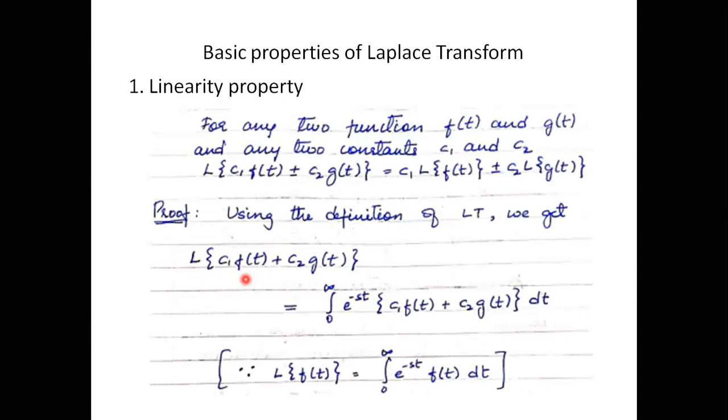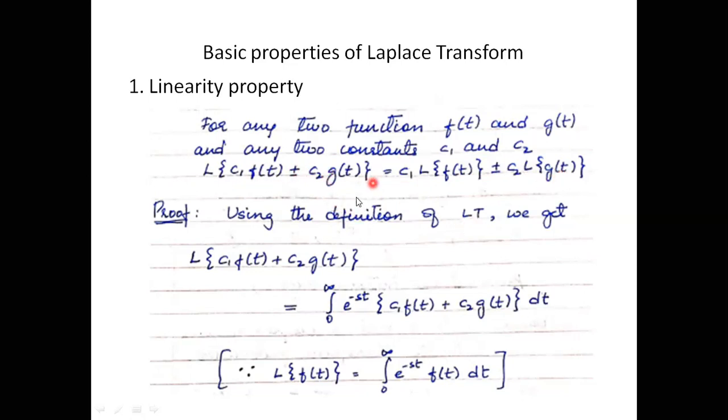Let's move on to basic properties of Laplace transform. First one is the linearity property. For any two functions f of t and g of t, and any two constants c1 and c2, Laplace transform of c1 into f of t plus or minus c2 into g of t is equal to c1 into Laplace transform of f of t plus or minus c2 into Laplace transform of g of t.